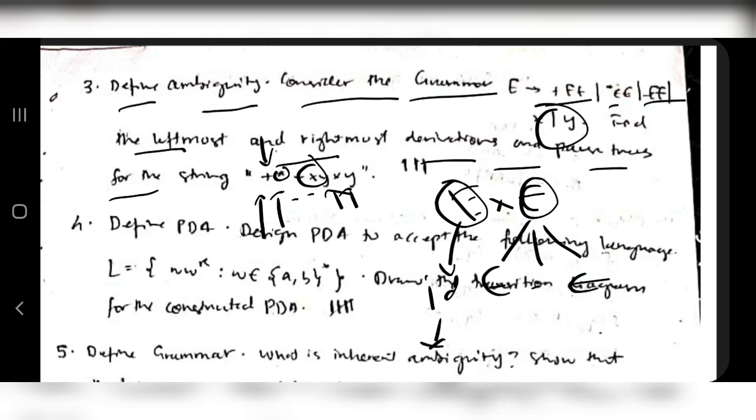Okay. And we have discussed about ambiguity. That means if the parse trees of LMD and RMD are not the same, it is called ambiguous.